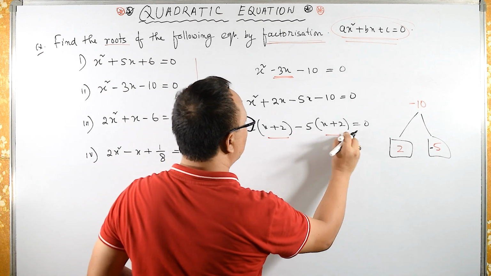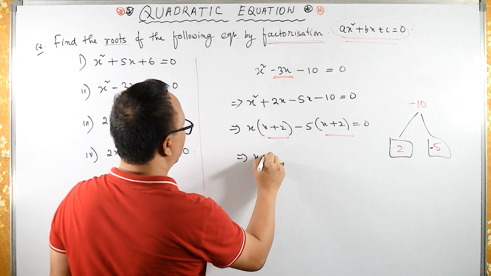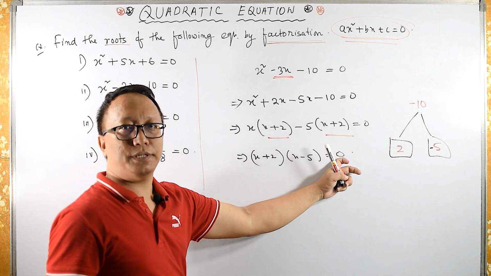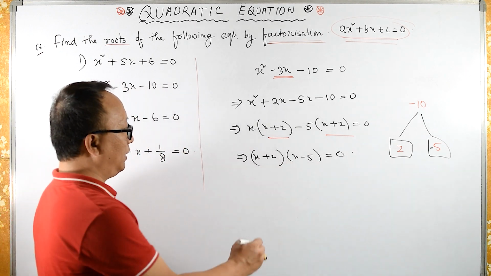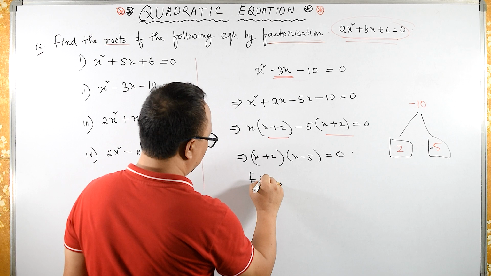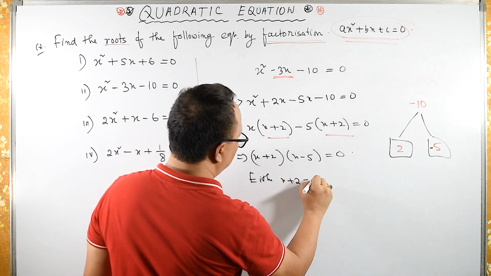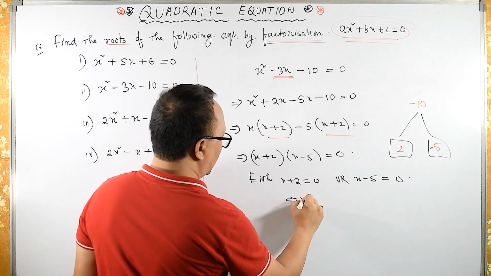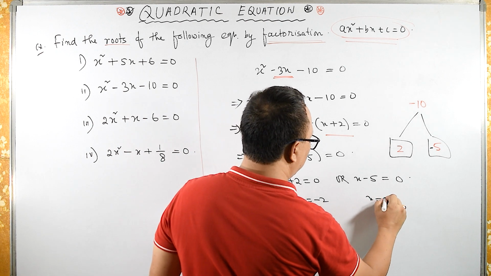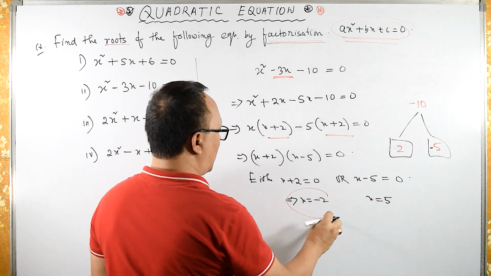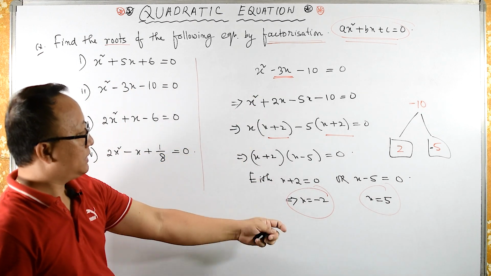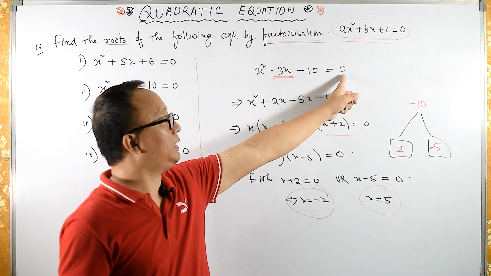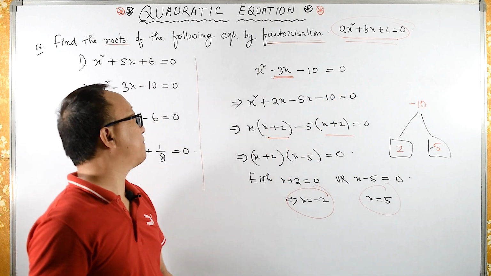I can take x plus 2 common over here. If I take x plus 2 common, then x minus 5 is equals to 0. This into this equals to 0 means either x plus 2 equals to 0 or x minus 5 equals to 0. This implies x equals to minus 2 or x equals to 5. These two are the roots for this equation. Similarly, you can substitute x equals to minus 2 over here, and you will get the right hand side equals to 0.